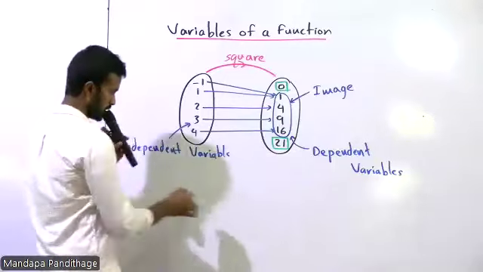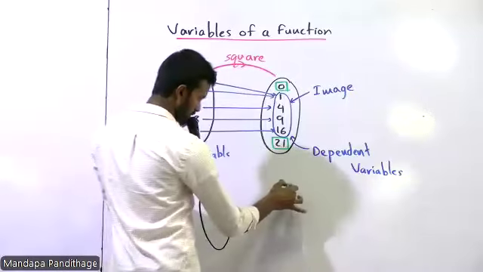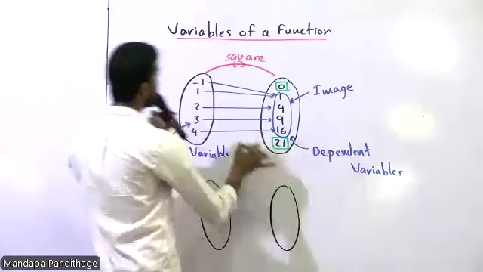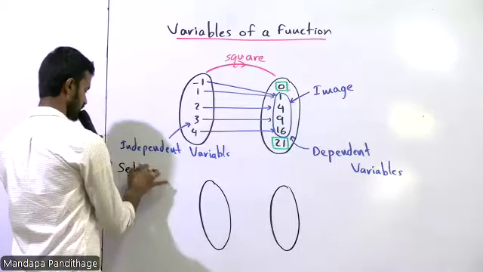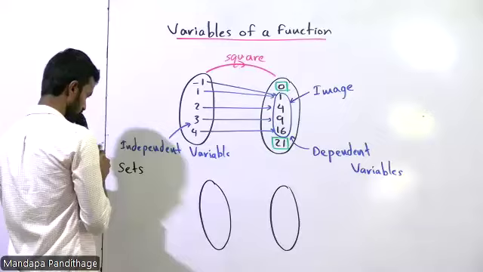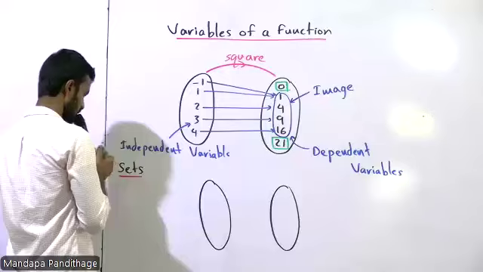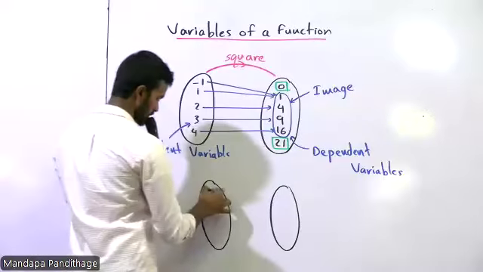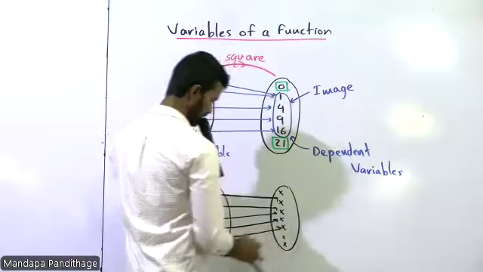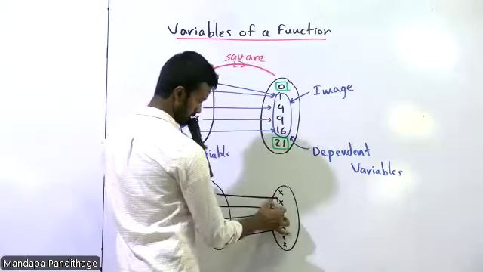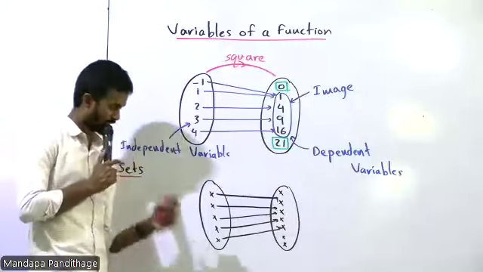Okay, now write the next topic: sets of a function. These are just words. Write the next topic, sets of a function. Okay, now listen. So here it's clear.